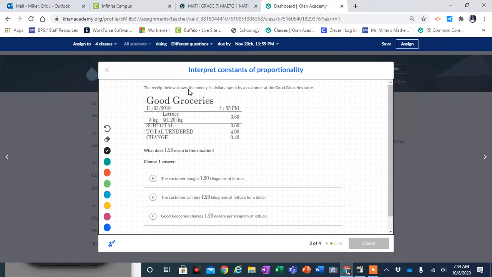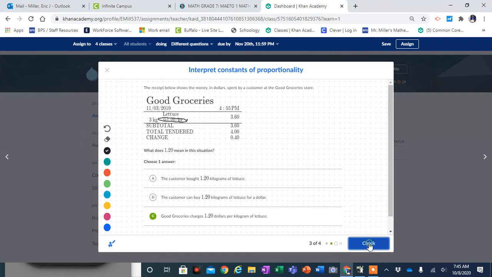All right, the receipt below shows the money in dollars spent by a customer at the Good Grocery Store. What does the 1.20 mean in this situation? If we look here, the 1.20 says that it was $1.20 per kilogram. So did the customer buy 1.20 kilograms of lettuce? No. The customer can buy 1.2 kilograms of lettuce for $1? No, that's $1.20 for 1 kilogram. The customer is charged $1.20 per kilogram. That would be your answer. Your answer is C.